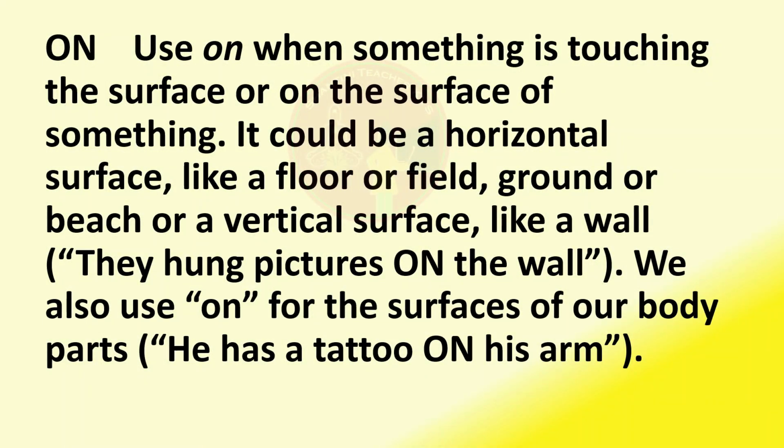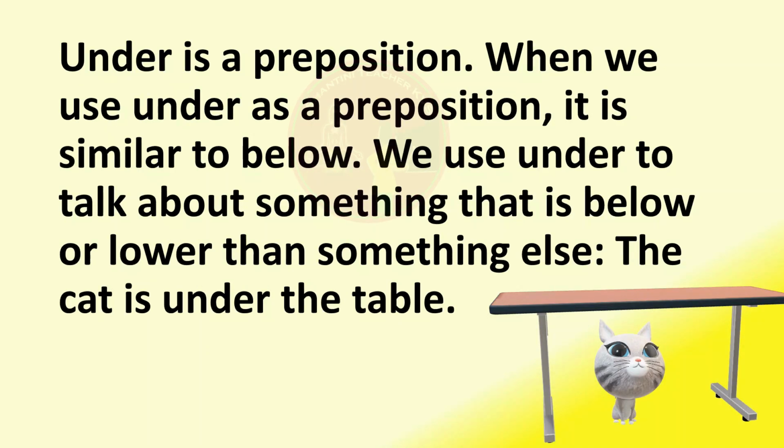On is used when something is touching the surface or on the surface of something. It could be a horizontal surface like a floor or field, ground or beach, or a vertical surface like a wall. We also use on for the surfaces of our body.